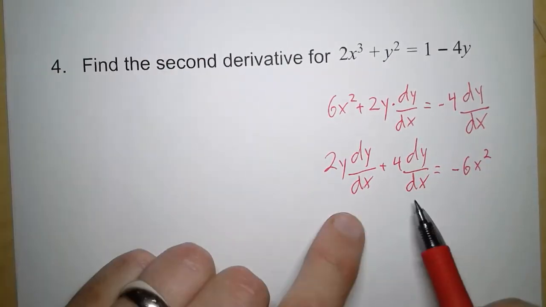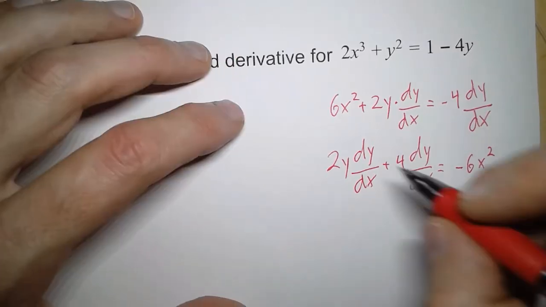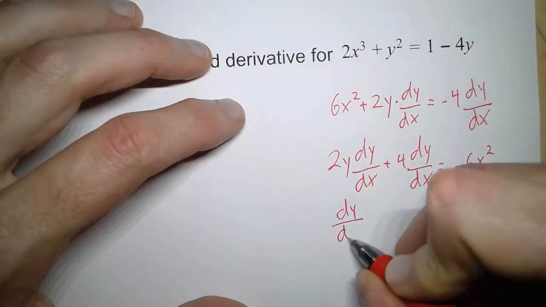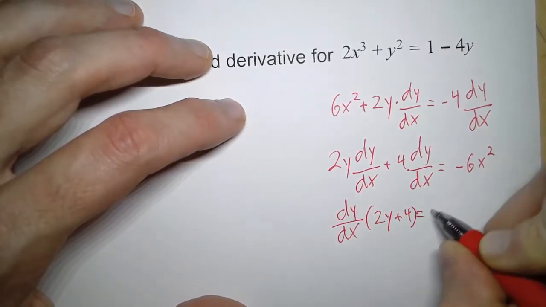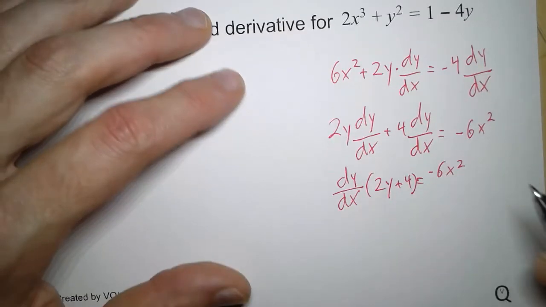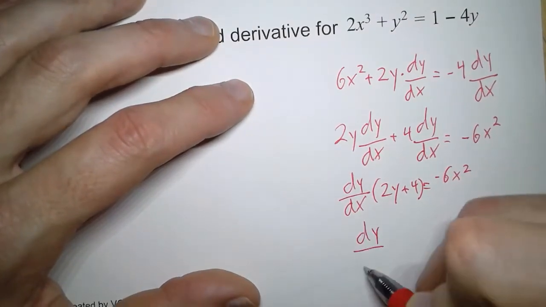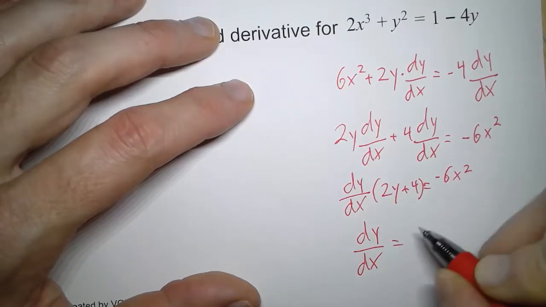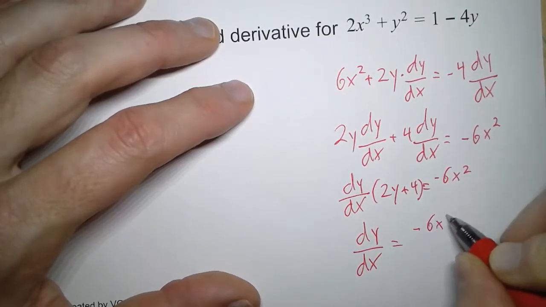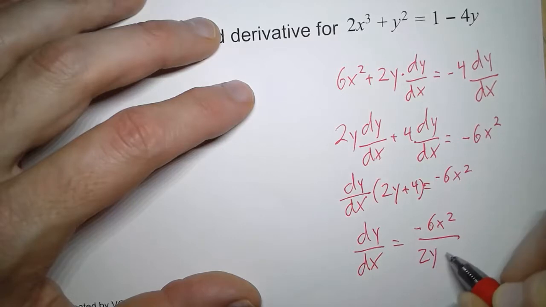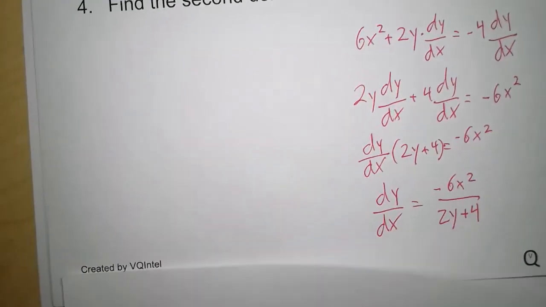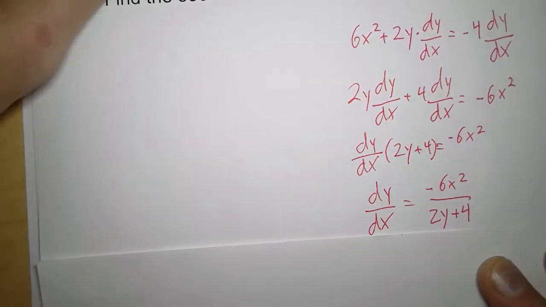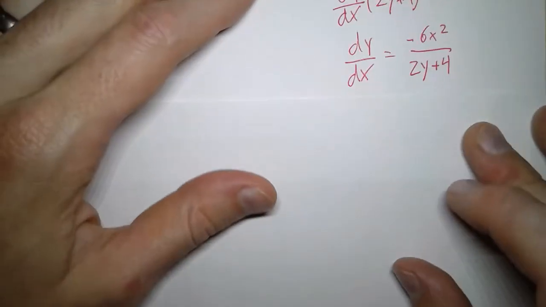Now we can factor out the dy dx, and we leave 2y plus 4 equals negative 6x squared. So dy dx, the first derivative, is going to equal negative 6x squared over 2y plus 4. Now, that's only the first derivative, so we're going to have to continue on to find the second derivative. And so to do that, we're going to have to use quotient rule again.